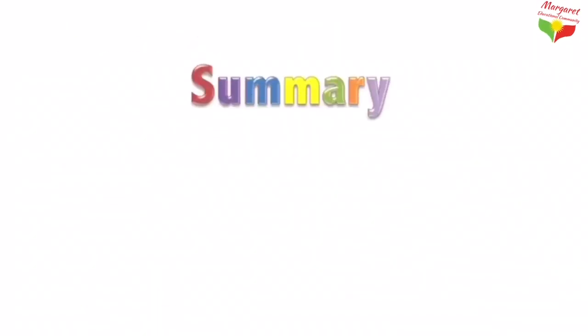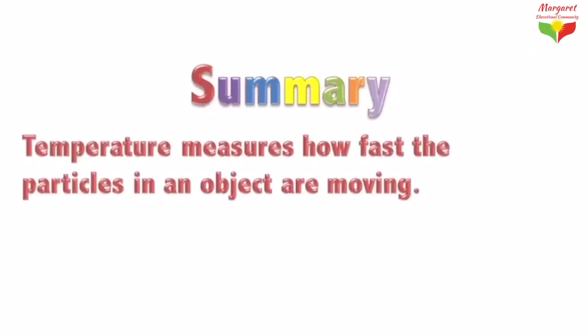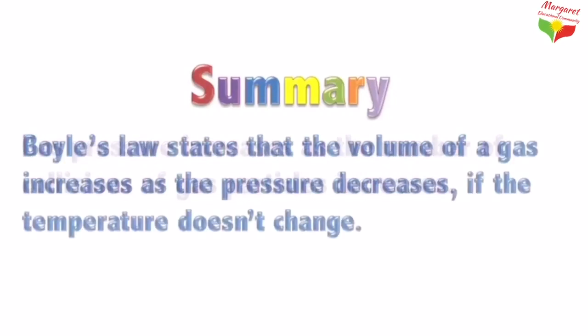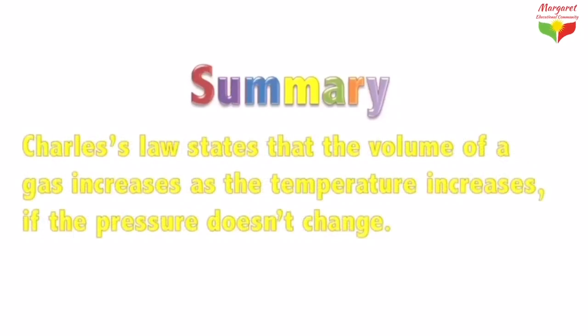Here is a summary of today's lesson. Temperature measures how fast the particles in an object are moving. Gas pressure increases as the number of collisions of gas particles increases. Boyle's Law stated that the volume of a gas increases if the pressure decreases, if the temperature doesn't change. Charles' law stated that the volume of a gas increases if the temperature increases, if the pressure doesn't change.